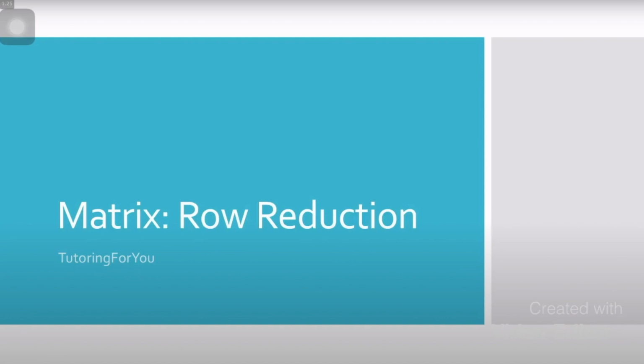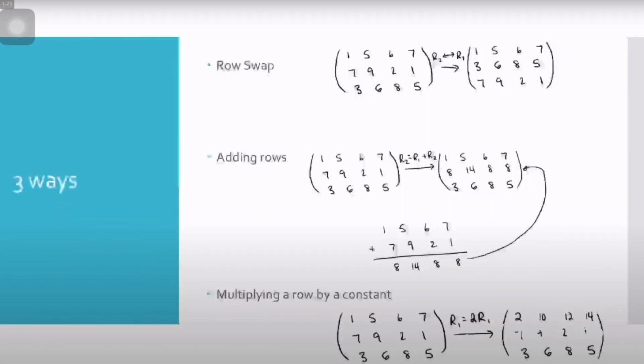Row reduction of matrices. There are 3 ways to row reduce a matrix. One of the ways is row swapping, and this is very easy. It is done by switching the rows of a matrix to form a new matrix. As you can see in the example, rows 2 and 3 are switched to form this new matrix on the right. The notation used is R2 <-> R3.